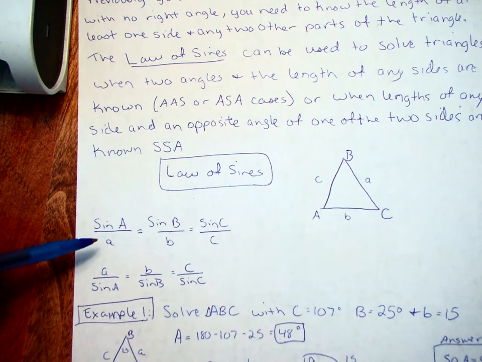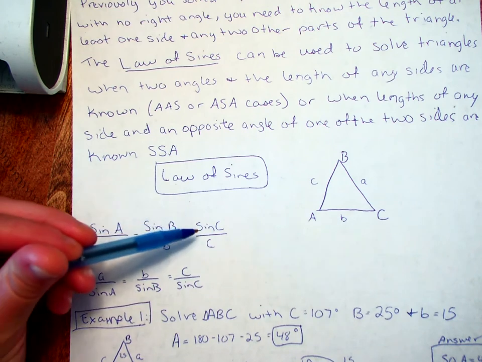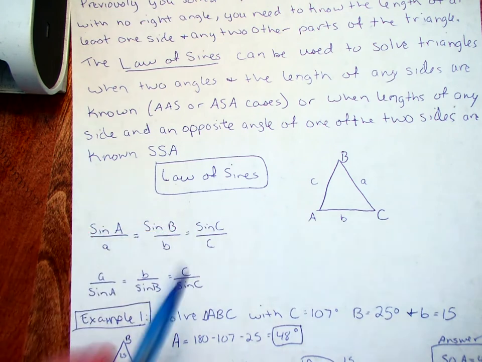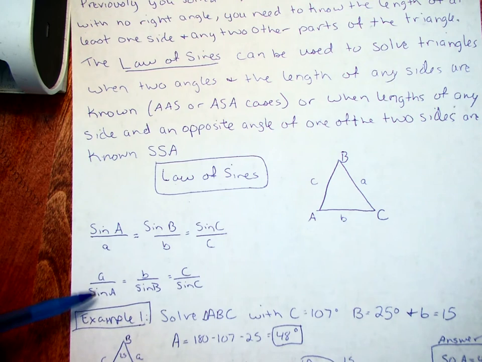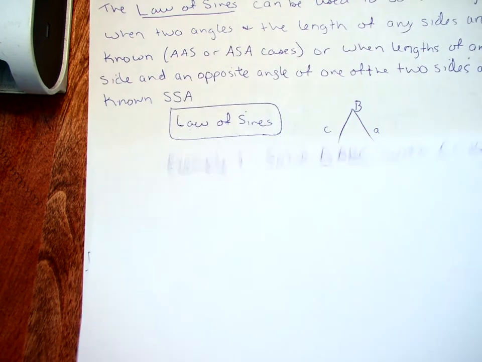So little c is across from big C, little a across from big A, little b across from big B. So how this works is the sine of A over side a equals sine of B over side b equals sine of C over side c. Or you can flip it to the reciprocal, where the side goes first, a over sine of A. So let's try an example with this.